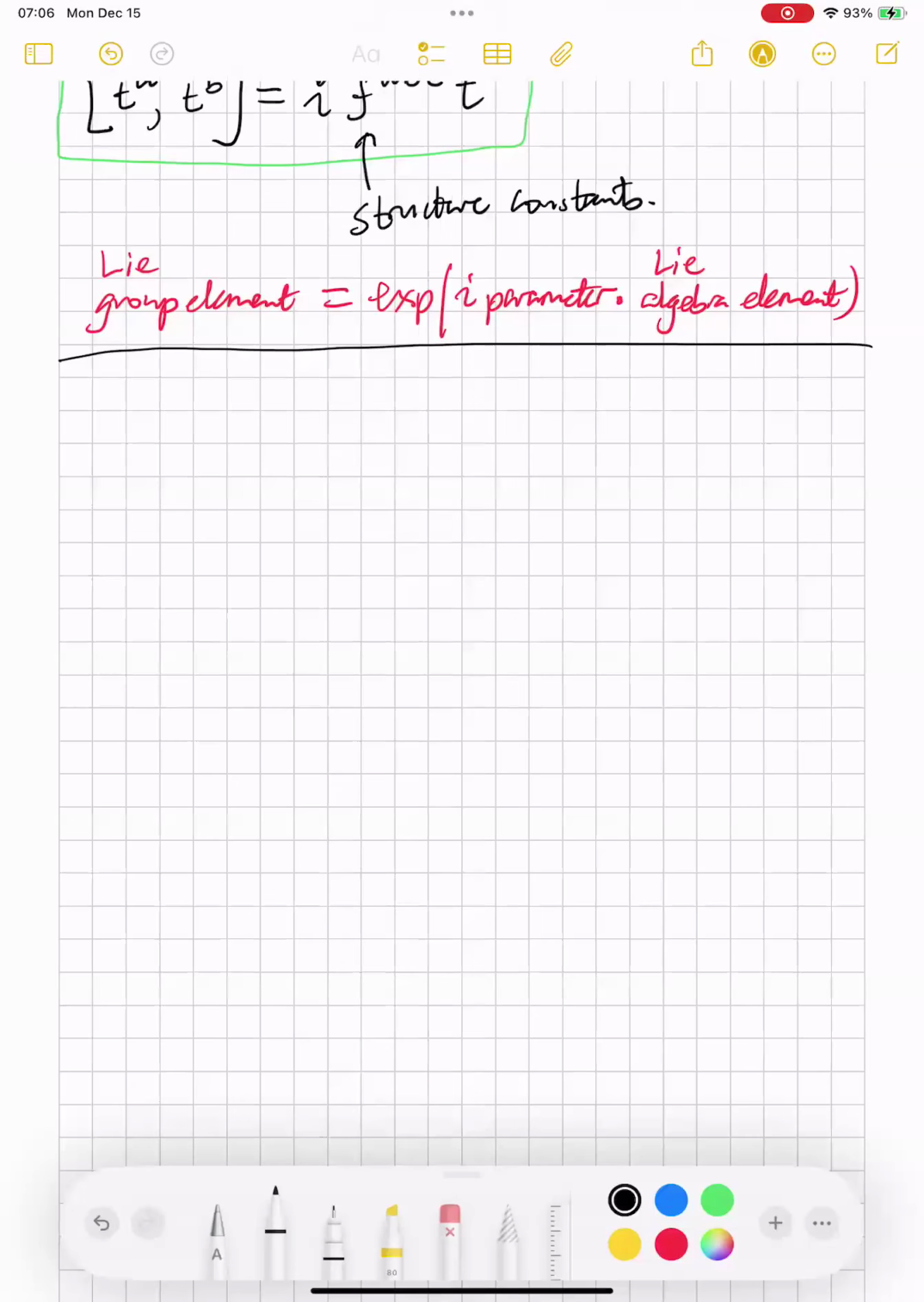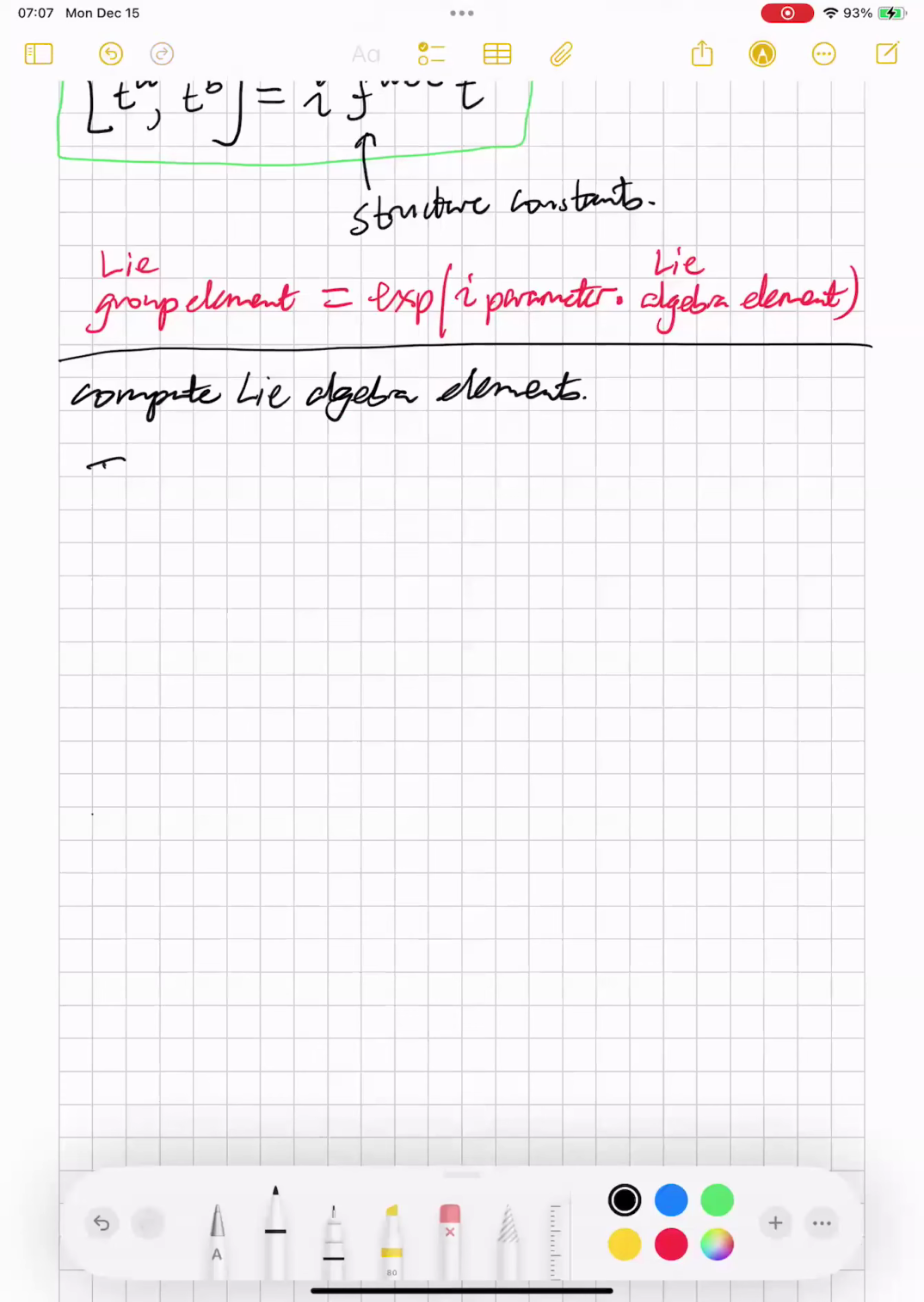Okay, so what we want to do now is to compute the Lie algebra elements. So let's maybe put that down here. Compute the Lie algebra elements. And the logic is always the same. You pick up an element of the Lie group. Okay, so let's just pick up an element.